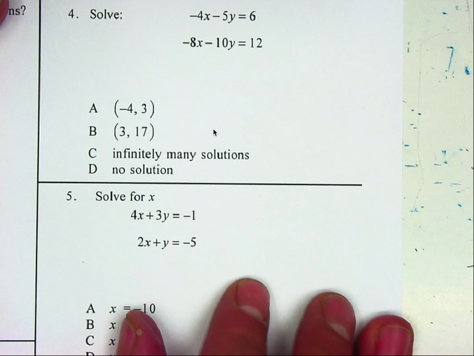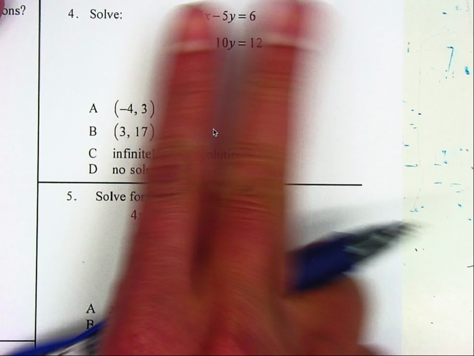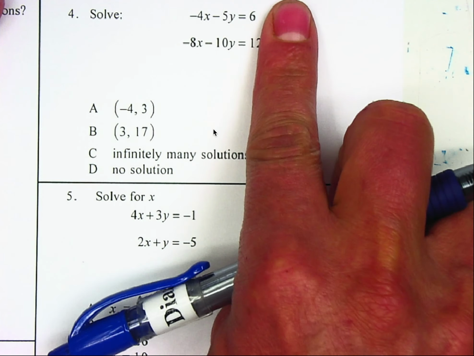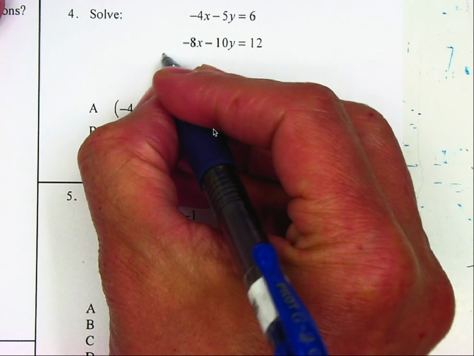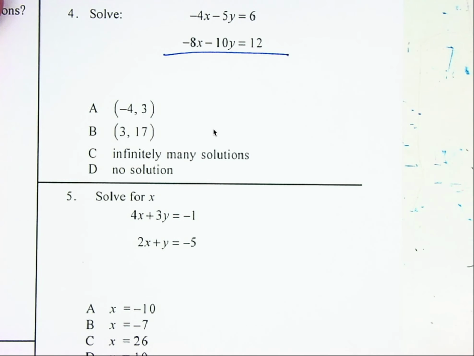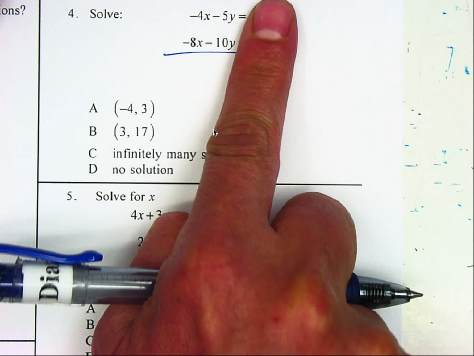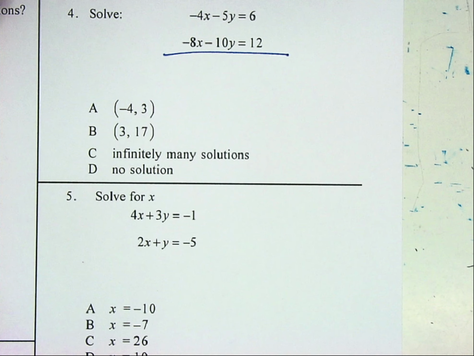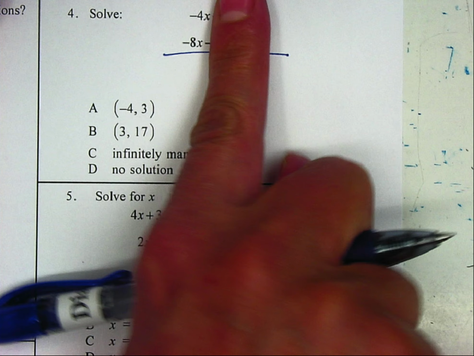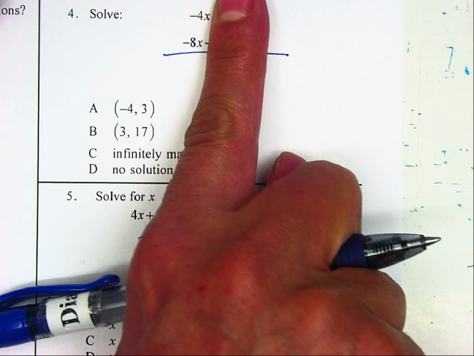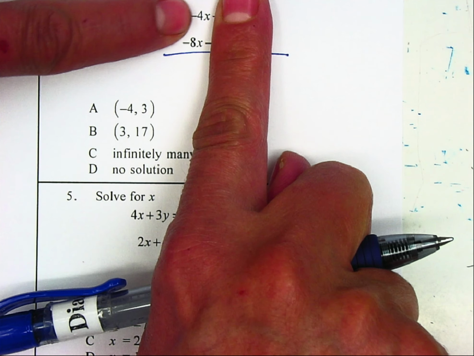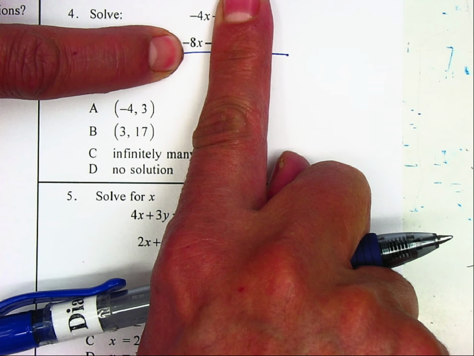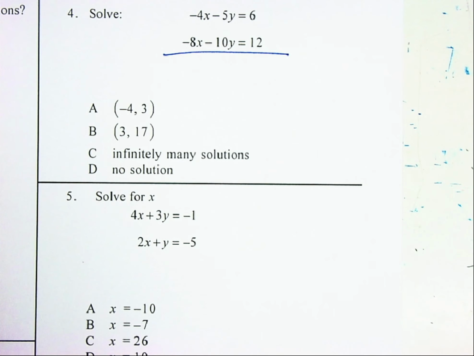Problem number 4. On problem number 4, once again, they're lined up. You have your x's, your y's, your equal sign, and then the number. So therefore, I'm going to do it by combination. I want to cancel the x's or the y's. Sometimes one of them is easier to cancel than the others. In this case, if I notice, I can cancel the x's. I look at the smaller number, which is the 4. Can I multiply the 4 to make it into an 8? Yes, I can multiply by 2.